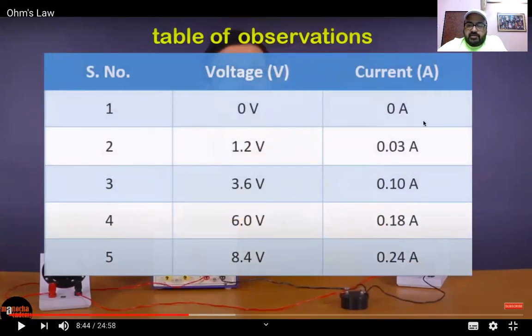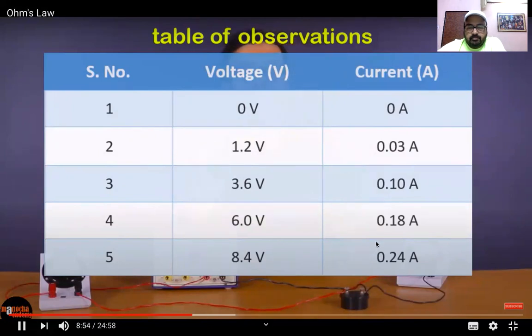Now, if you look at this table, you can see 1.2 upon 0.3, 3.6 upon this, 6 upon this, and this. Because these are experimental values, that's right. As the potential difference across the wire increases, the current in the wire also increases.